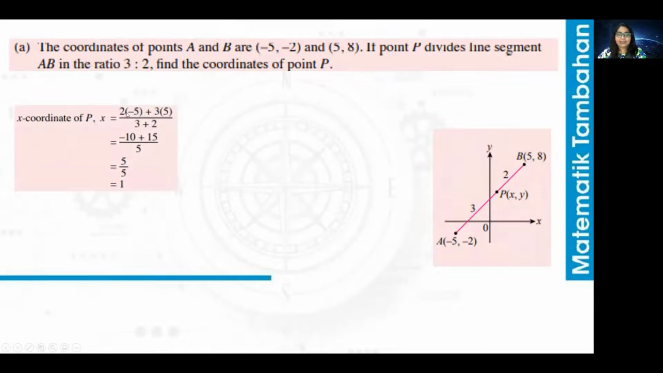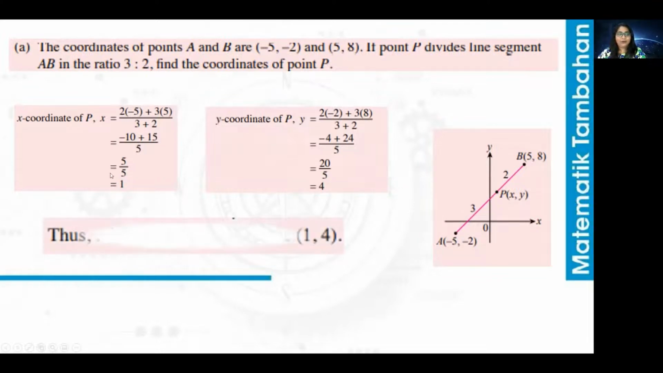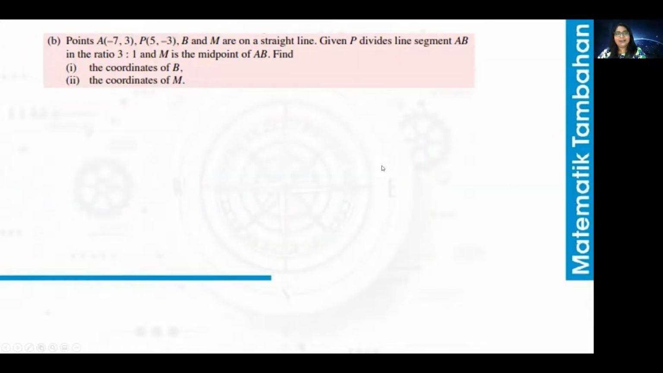So the x-coordinate is (nx1 plus mx2) over (m plus n), giving you the x-coordinate equal to 1. And for the y-coordinate, again, same thing, you have (ny1 plus my2) over (m plus n), giving the y-coordinate equal to 4. Therefore, we know the coordinate of point P is (1, 4). All right.